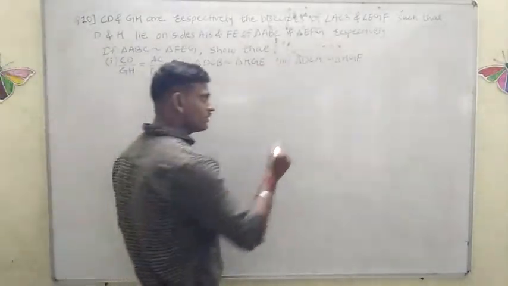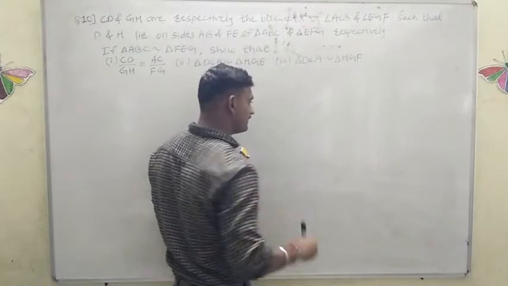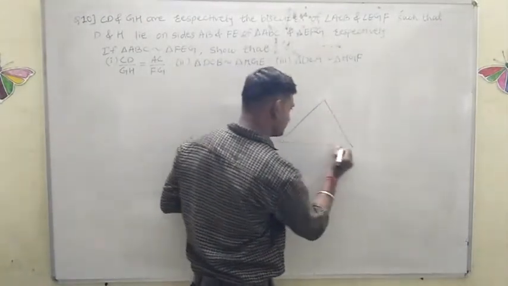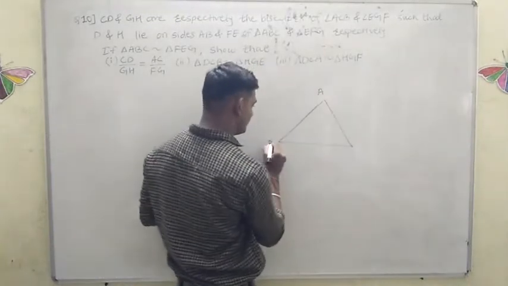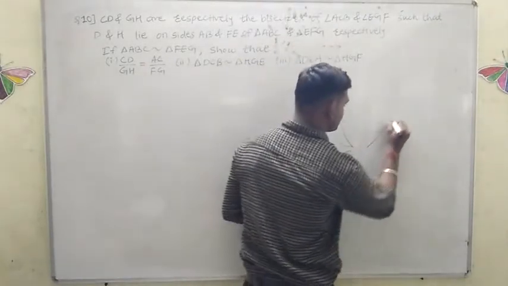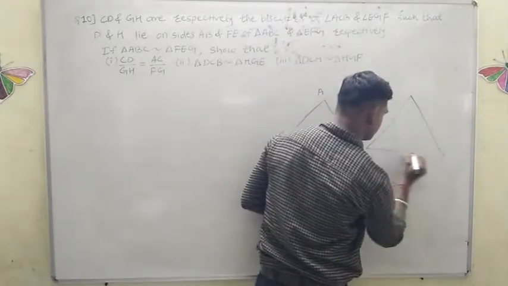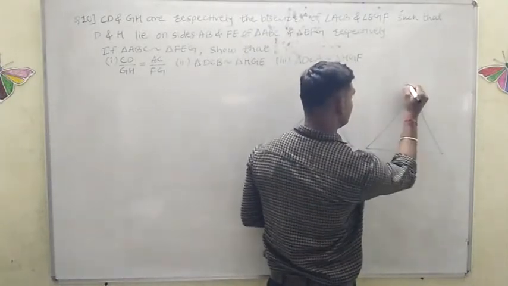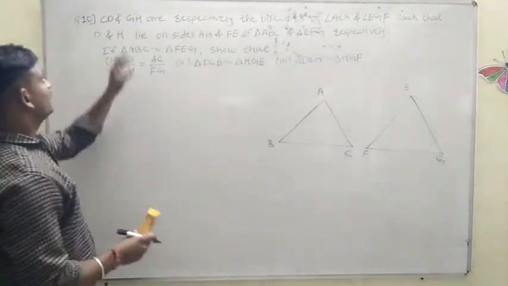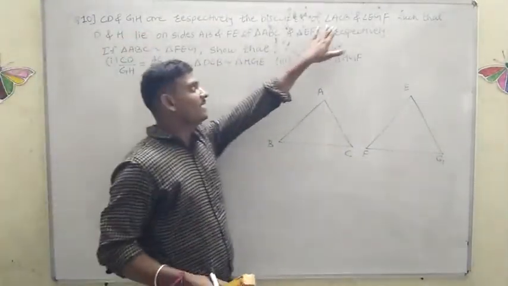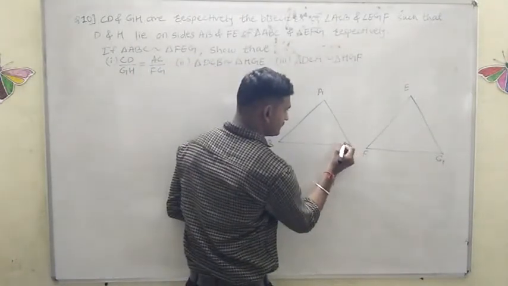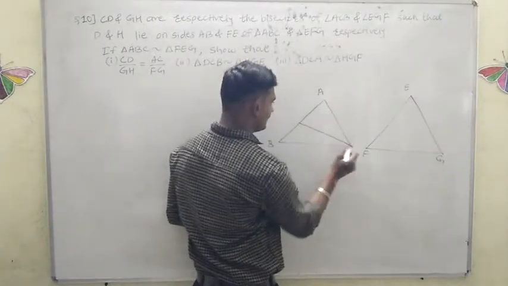See here, according to the given, we will draw the two triangles. Two triangles are given. The first triangle will be triangle ABC and the second triangle will be triangle EFG. CD and GH are the angle bisectors. CD is the angle bisector of angle ACB.